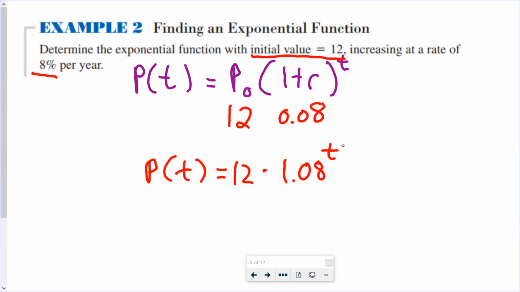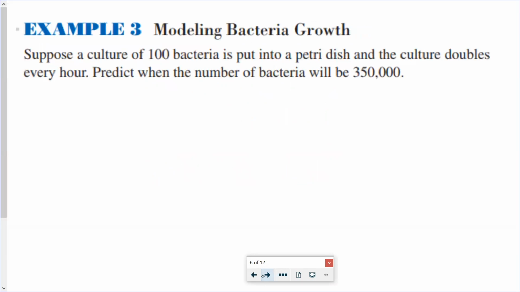So if I said, hey, it started out at 12 people and it's increasing at 8%, how many people will there be in like 20 years? I just plug in 20 for t, and then I put that in my calculator, and boom, that's how many people our model is predicting there to be in 20 years. Now, granted, our model won't be exact, but it can kind of give us an idea of what to expect. All right, thanks, guys. Let's keep going.